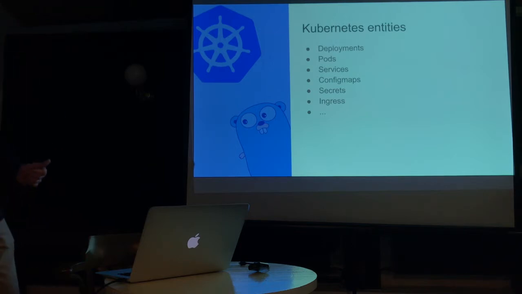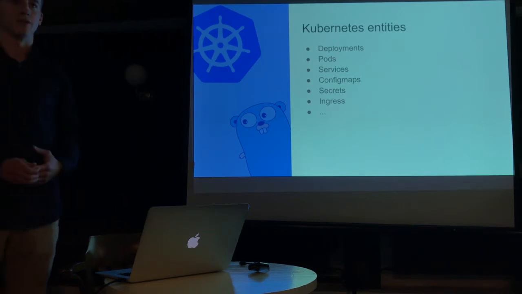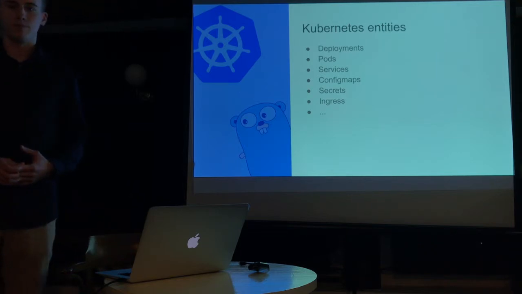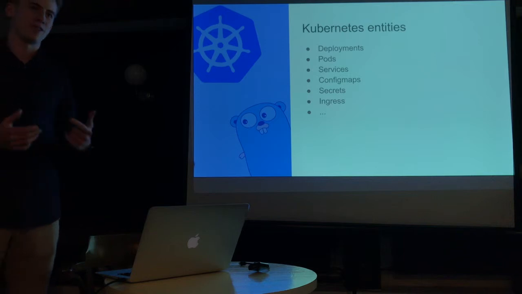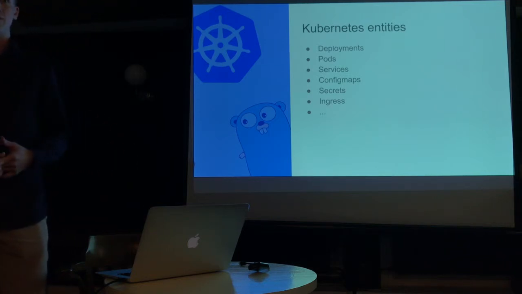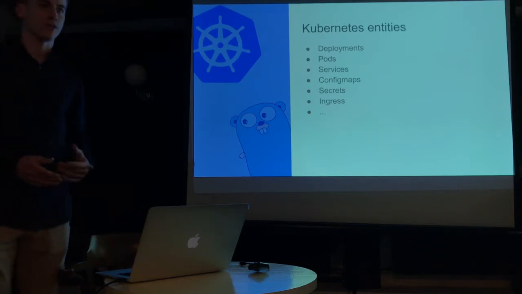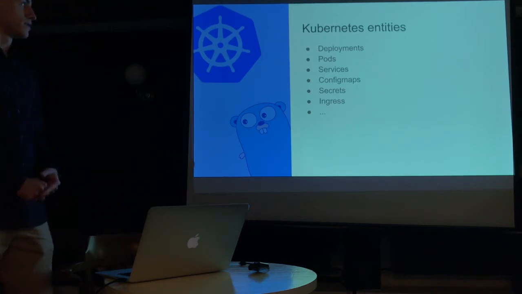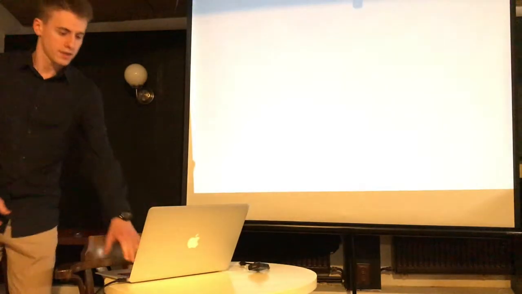Another important entity is service. Service talks about which ports your application is using, which application should be accessible from inside of the cluster, which should be accessible from outside of the cluster, and it's used by Kubernetes to make service discovery.